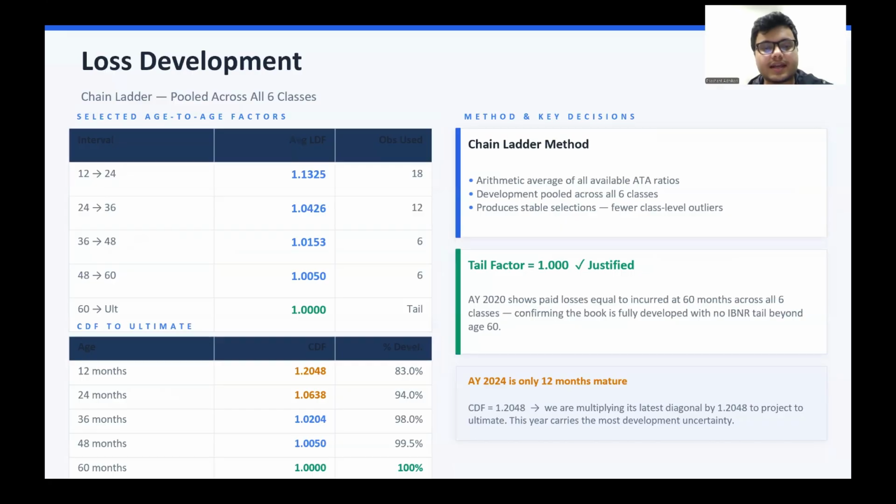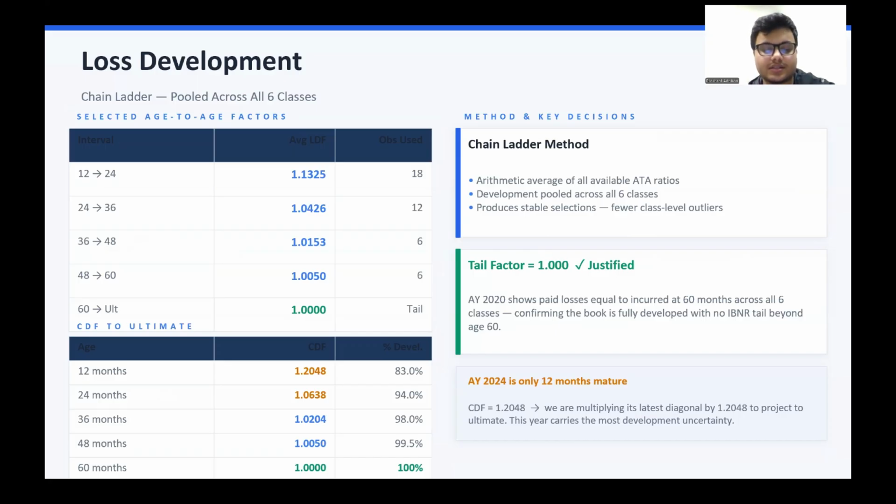So I use the chain ladder method with arithmetic average age-to-age factors. Development is pooled across all 6 different classes. This is standard when individual class data is thin. The selected link ratios step down from 1.1325 at 12 to 24 months, converging towards 1. The tail factor is 1.